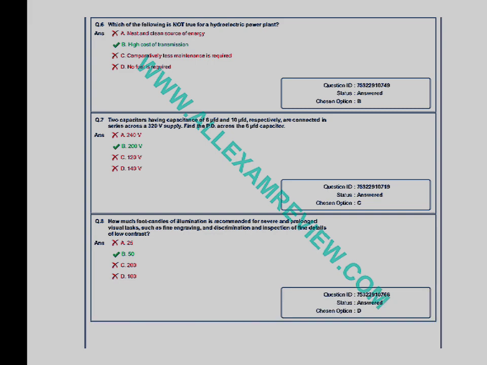Which of the following is not true for hydroelectric power plant? This question belongs to power system. The answer is high cost for transmission is right.